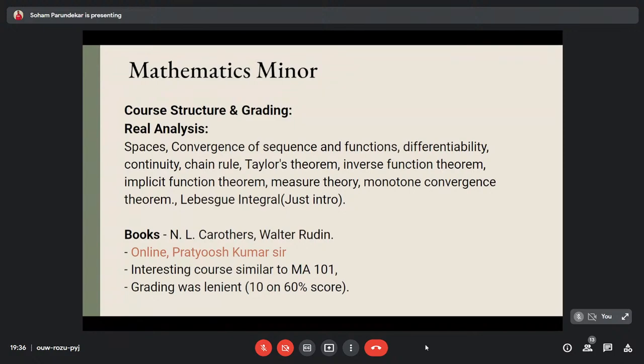So if you have a general interest in calculus or proving things in general, this course could be fun. Now coming to the content of the course, we first taught about spaces, vector spaces. We defined norm spaces, convergence of sequences, Cauchy sequences, differentiability, continuity, chain rule, inverse function theorem, Riemann integration, and apart from that, we had measure theory as well, its definition, monotone convergence theorem, and in the end, we had a brief overview of the Lebesgue integral as well.